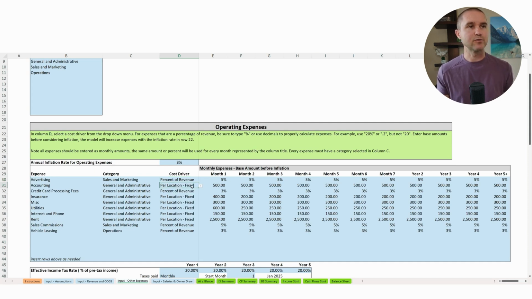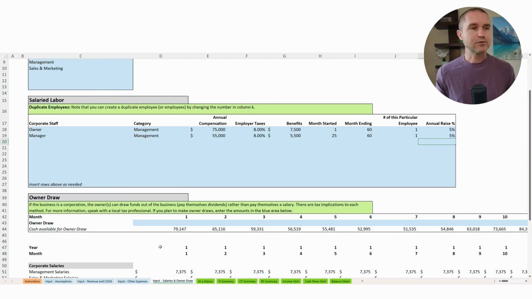So accounting, for example, we set as a per location fixed expense at $500 a month because we think each new office you open, or location or market you go into, you're probably going to have additional accounting expenses there. We have rent here, we have sales commissions. So if you're paying your sales team a commission, you can set that commission rate here. And then again, for the vehicle, we didn't put the vehicle on the fixed assets. We just put it in here as a percentage of revenue for a lease, which is a little more scalable. So as revenue increases, instead of trying to figure out, okay, now I need to get another vehicle here and another vehicle here, this vehicle leasing cost is just going to scale and increase as your revenue and business increases.